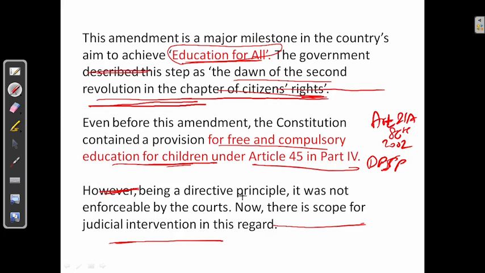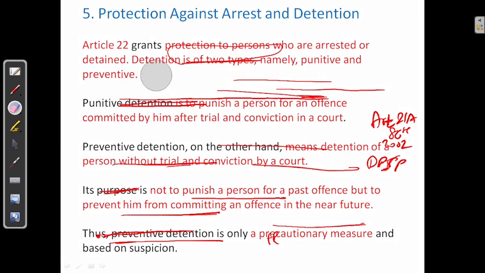Being a directive principle, it was not enforceable by the courts. Now there is scope for judicial intervention in this regard. Earlier, as it was in the DPSPs, it was not enforceable by the courts, but now it is included in fundamental rights, so there is scope for judicial intervention. Okay, next.